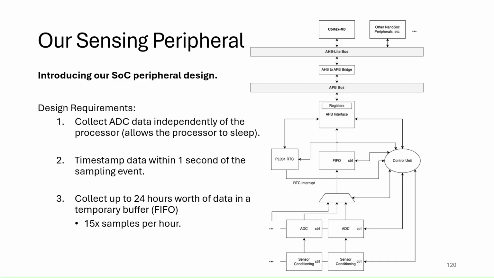So our sensing peripheral, introducing our SoC peripheral design, this one is the diagram, collects data independently of the processor. This one is to assure power efficiency. So even if the processor is off, we are sure that we are collecting enough data for 24 hours until we turn on the processor, using the ADC that Daniel previously mentioned, that we adapted in our project. So the timestamp data with 1 second of the sampling event, collects 24 hours' worth of data in a temporary buffer, 15 samples per hour.